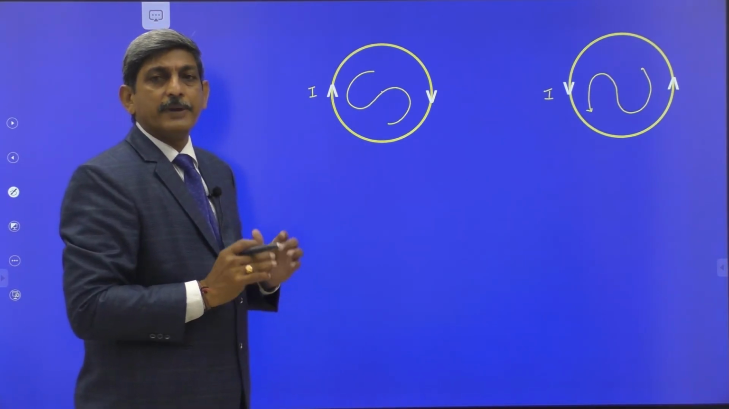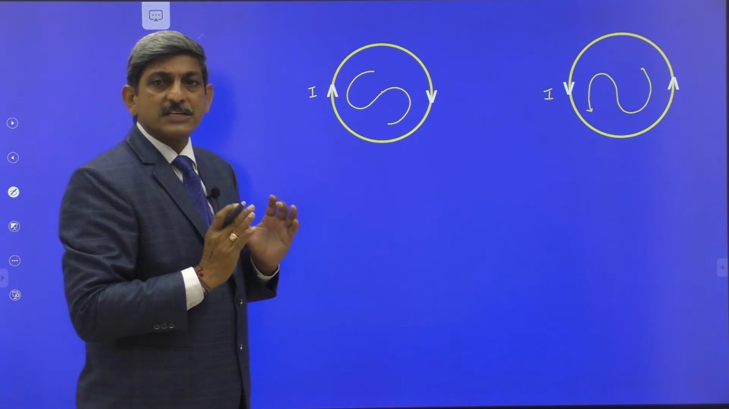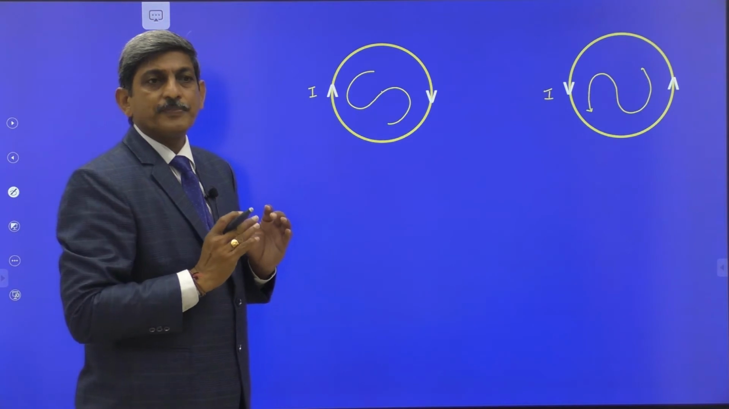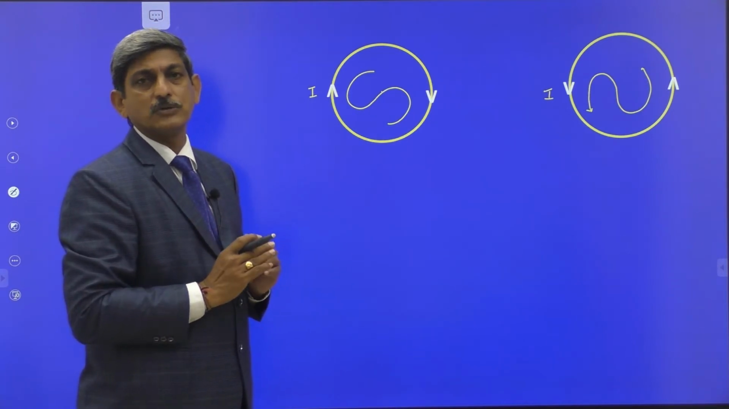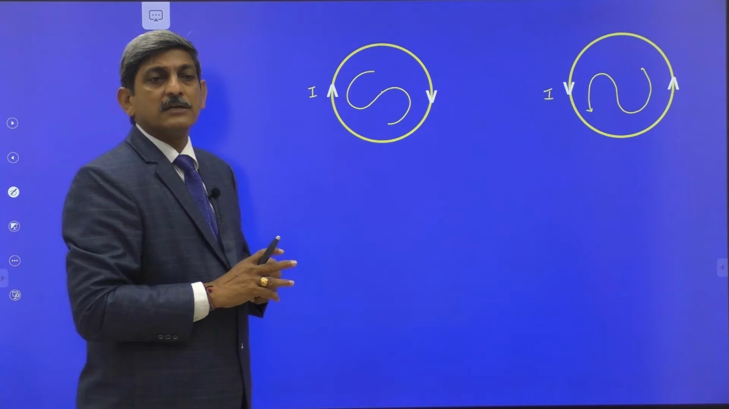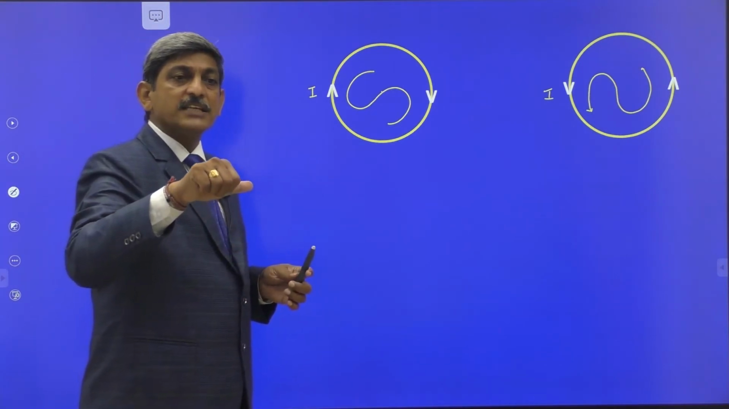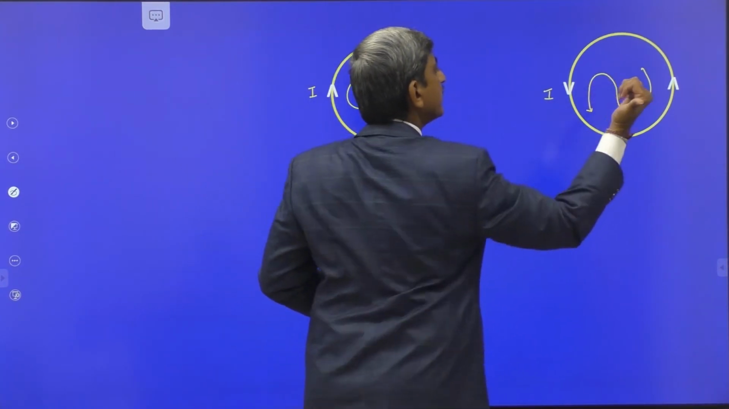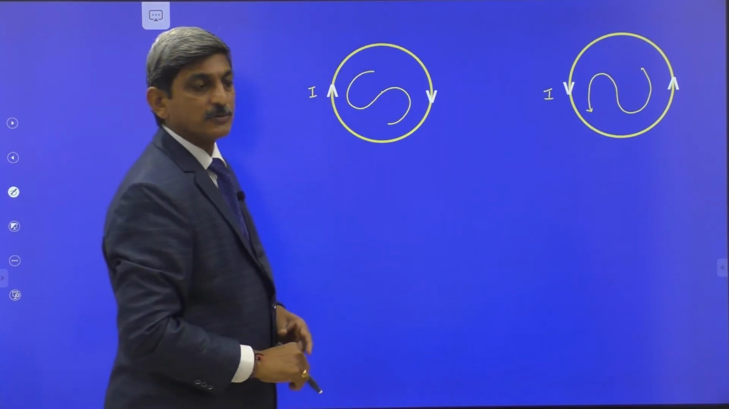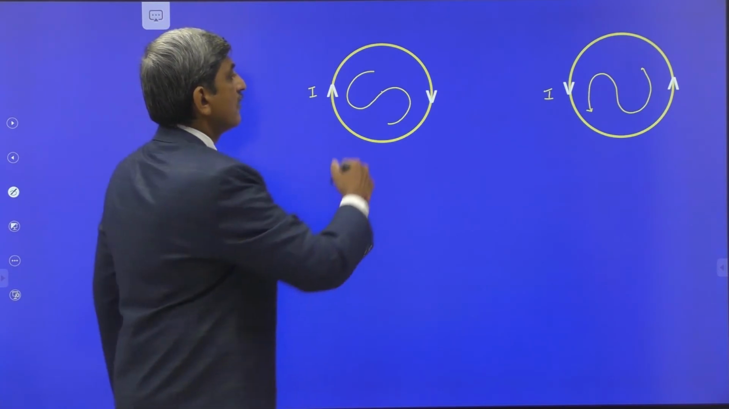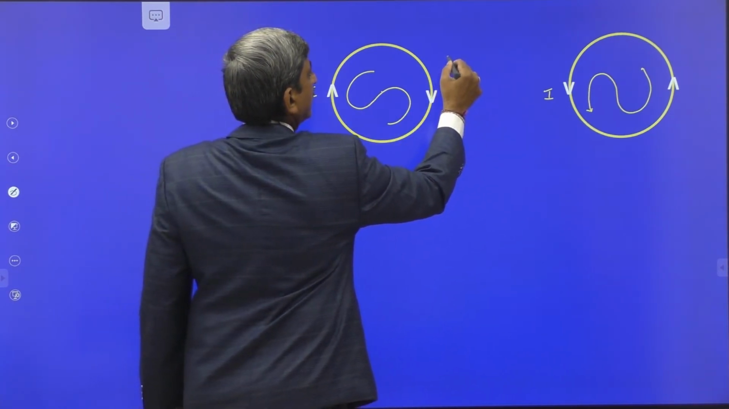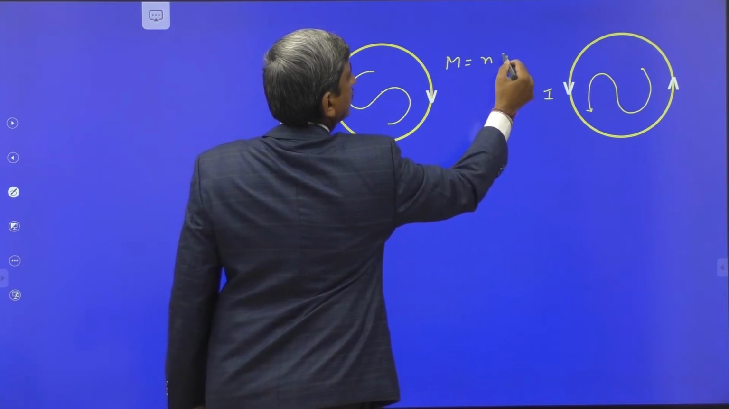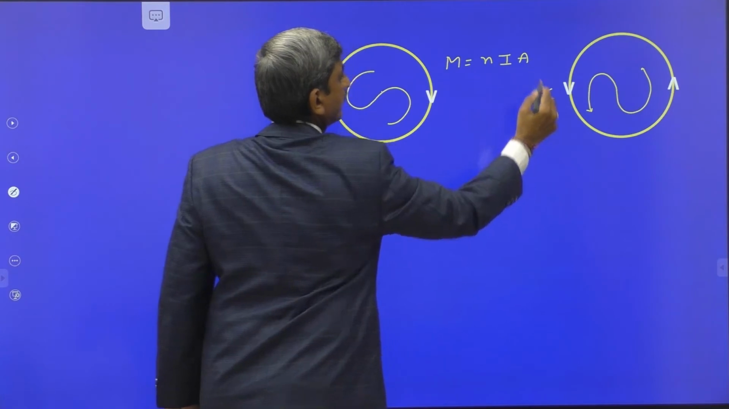That's why, by seeing the direction of the magnetic field, we can decide which face is acting as south pole and which face is acting as north pole. Remember, the face in which the field is entering is acting as the south pole. The face in which the field is coming out is acting as the north pole. Right? Now, for these circular coils, we derived the equation for the magnetic moment. The magnetic moment M is equal to NIA.